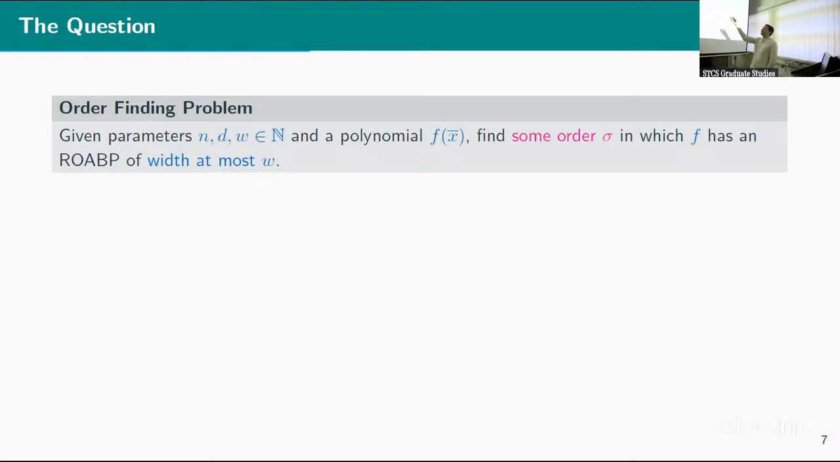So what is the order finding problem now? Given parameters n, d, w and a polynomial f, given as a black box, I'll not tell you how it is given currently, so think of it as a black box for now. You have to just find some order sigma in which f has an ROABP of width at most w. Any order is fine. So it can have multiple, and one of them is given, if there exists one. Yeah, exactly.